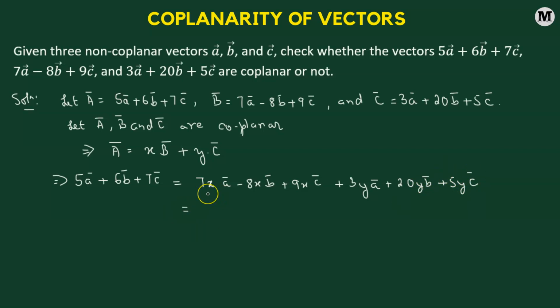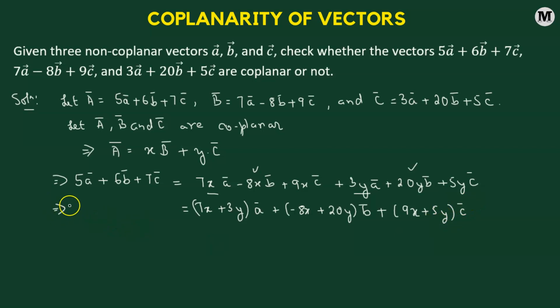Now we can combine all the like terms on the right hand side. So we combine 7x A vector with 3y A vector to get 7x plus 3y multiplied to A vector. Then we're going to combine the terms containing B vector. We have negative 8x added to 20y whole multiplied to B vector. And then finally we're going to combine the terms containing C vector. So we have 9x added to 5y whole multiplied to C vector. And on the left hand side, we already have 5A vector plus 6B vector plus 7C vector.